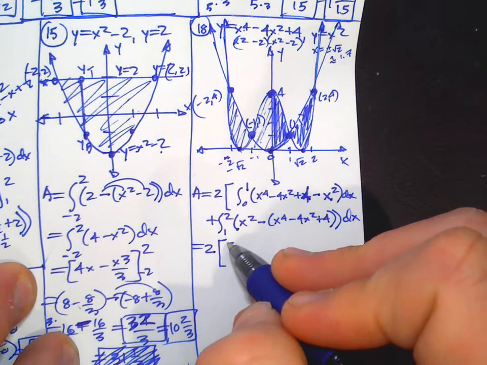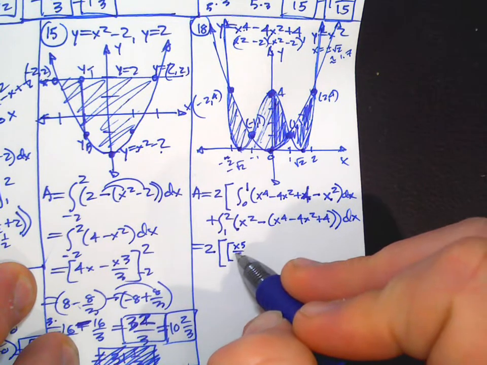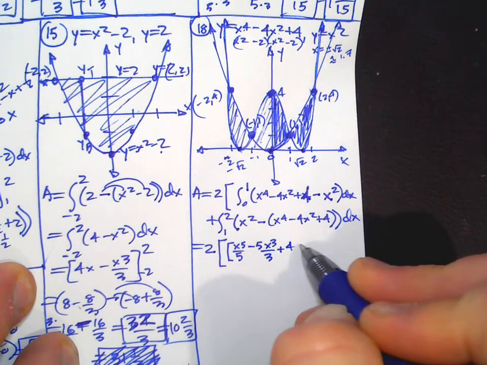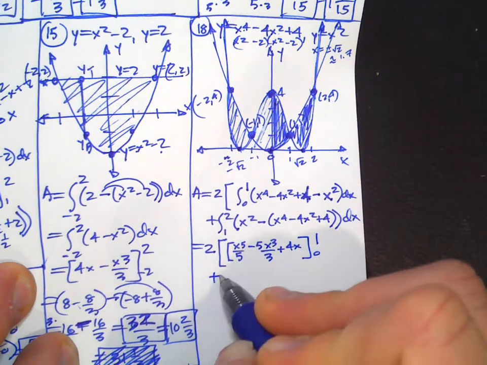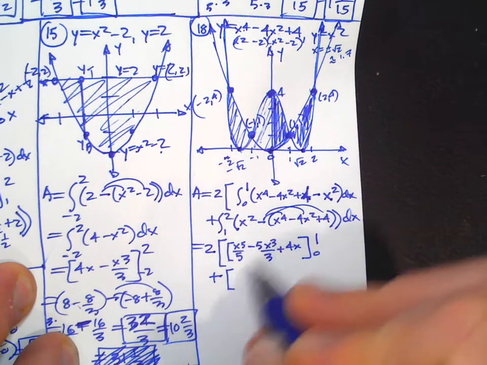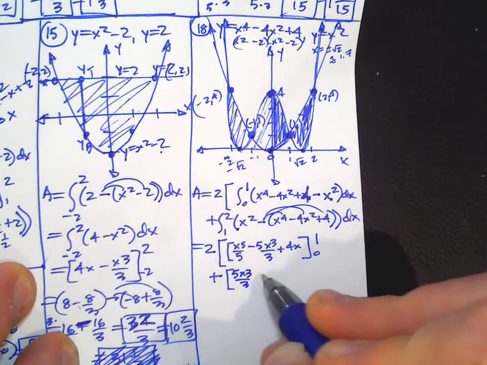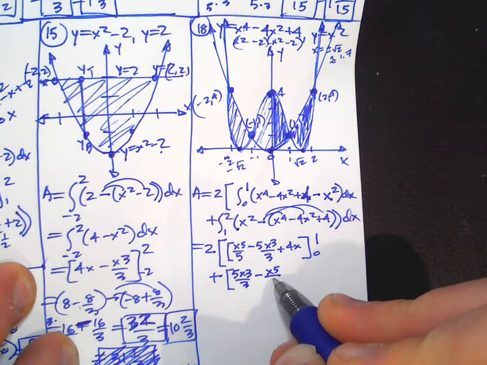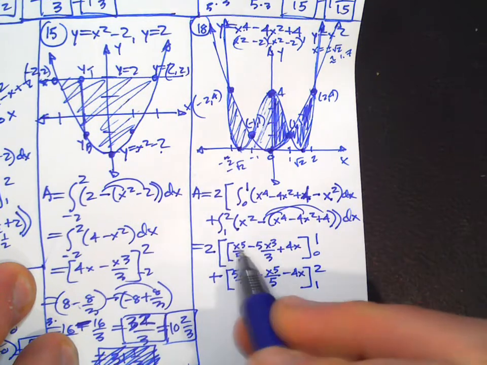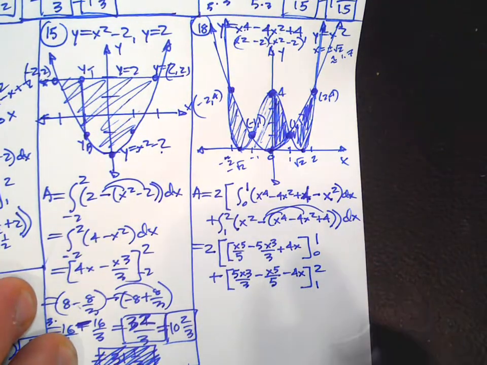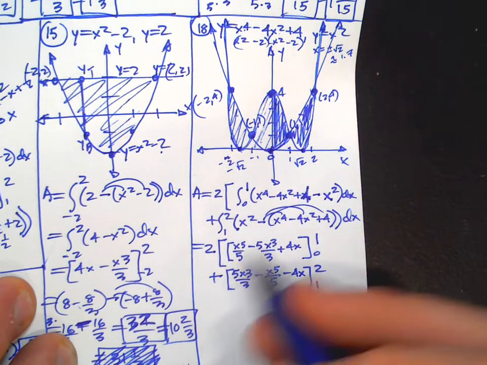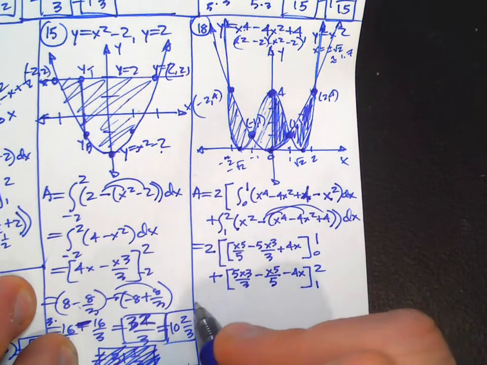The antiderivative for this one is going to be x to the 5th over 5, minus 5x cubed over 3, plus 4x, from 0 to 1, plus, if we distribute this, positive 5x cubed over 3 minus x to the 5th over 5 minus 4x. It's interesting because we got the exact same terms as the last one, but they're all opposite signs, which makes sense because it's the same two curves above and below each other. The antiderivatives are going to be the same, but we did one on top and the other on top. So it makes sense.